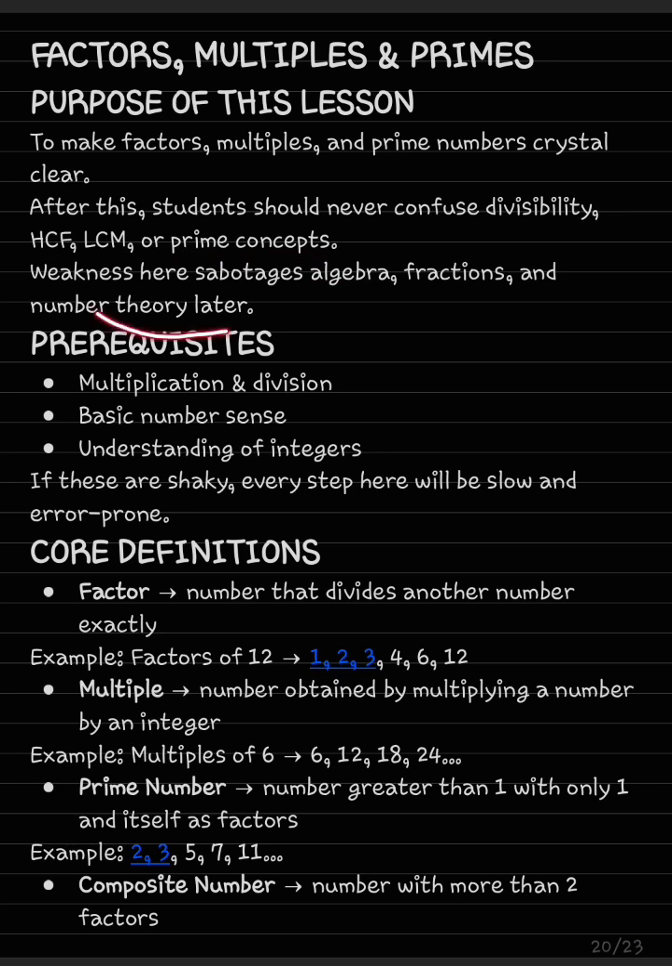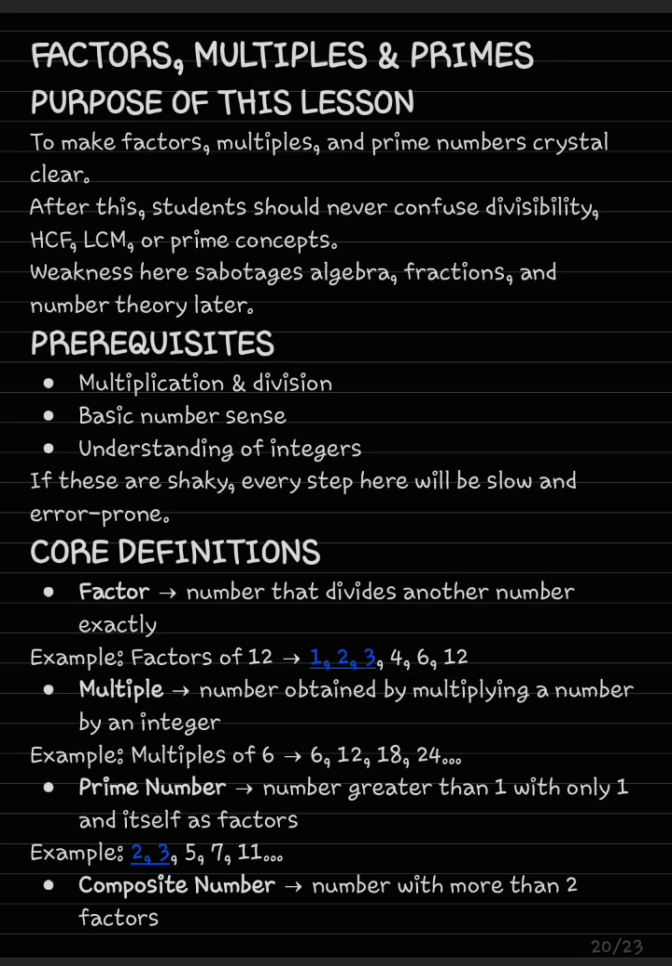Core definitions. To build a solid understanding, we must start with precise definitions. Factor. A factor is a number that divides another number exactly, leaving no remainder. Example. The factors of 12 are 1, 2, 3, 4, 6, and 12. Each of these numbers divides 12 perfectly.